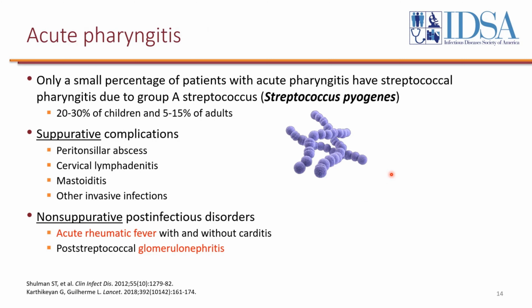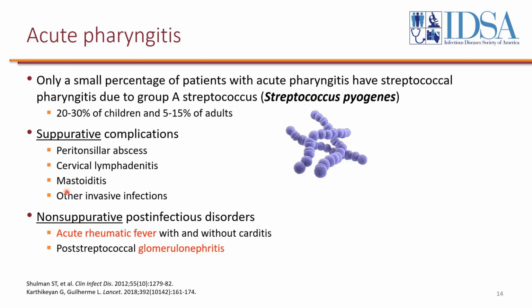Now, in patients with acute pharyngitis, only a small portion of patients actually have the infection due to Streptococcus pyogenes. In fact, in adults, only 5 to 15% of these infections are due to Streptococcus pyogenes. And the reason we are talking about Streptococcus pyogenes is that this organism specifically can lead to some serious complication.